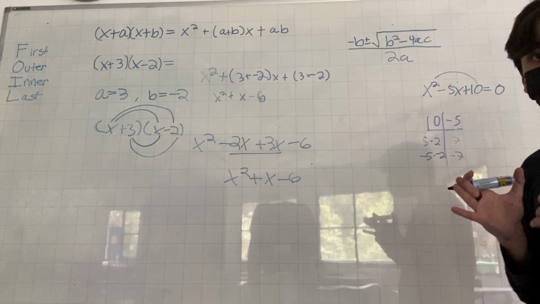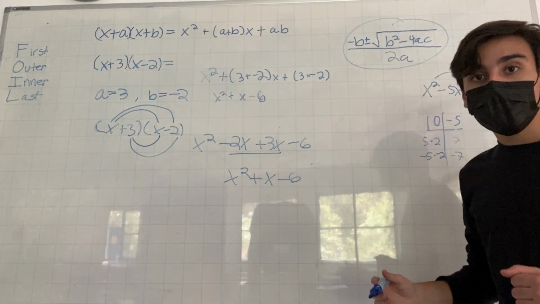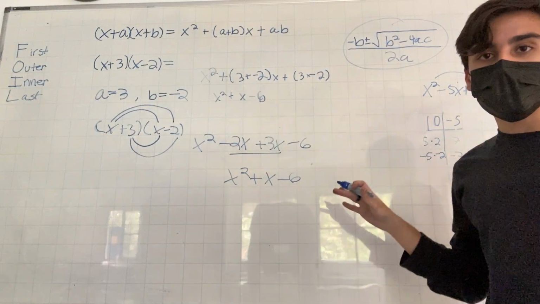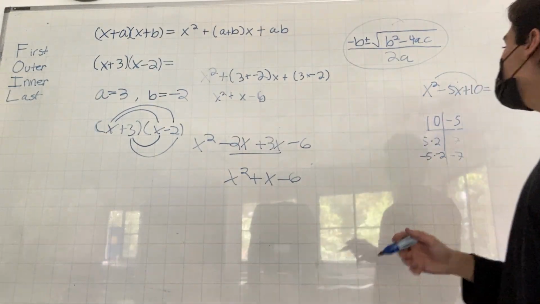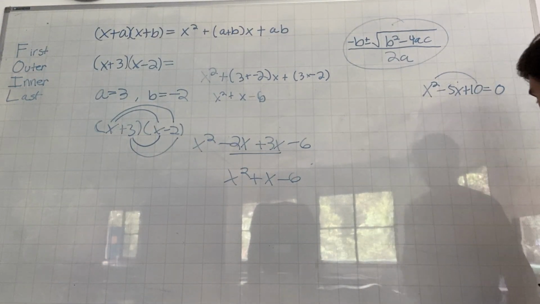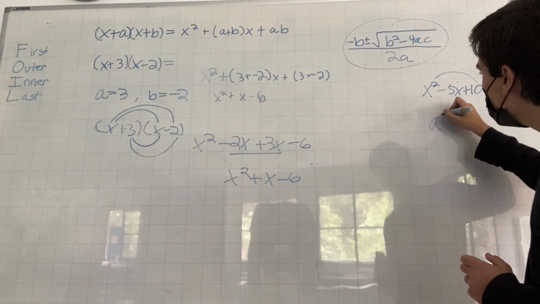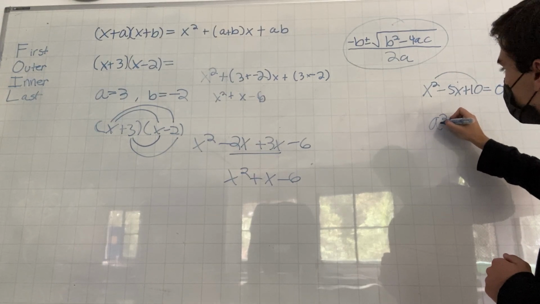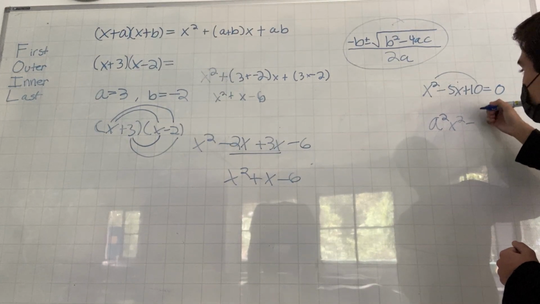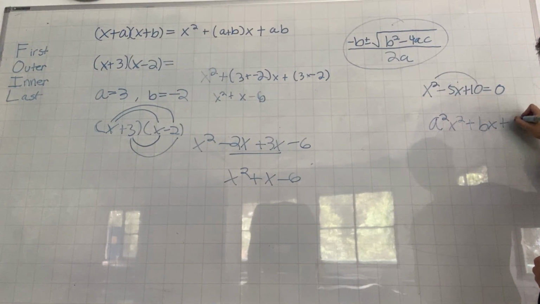But that's okay. If it's not factorable, you can use the quadratic formula right here, which might look very scary, but if you simply know how to identify what a, b, and c are, it is very easy. So let's identify what a, b, and c are in this equation. This is how it's supposed to look with just variables: a x squared plus or minus bx plus c.